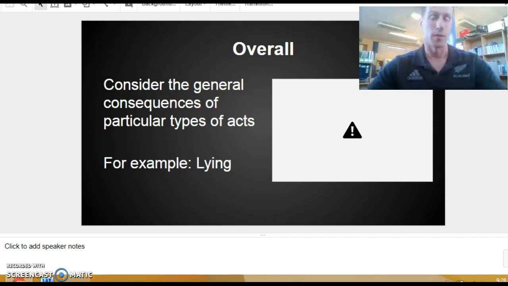Another example, a really far-fetched example, is if someone was trying to harm 10 people. If we removed that one person and stopped them harming 10 people, then that would be a good act because we're saving 10 for the harm of 1.